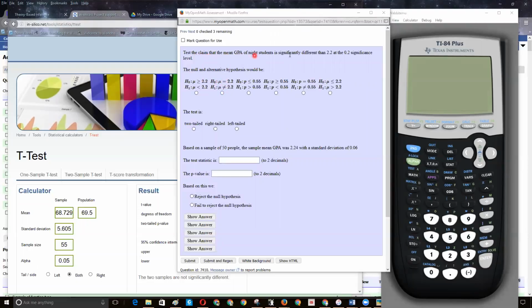And since this says significantly different, the buzzword, I know that's a two-tailed test. If it said greater than or less than, then I would have done a one-tailed test. So I'm pretty sure it's this answer.